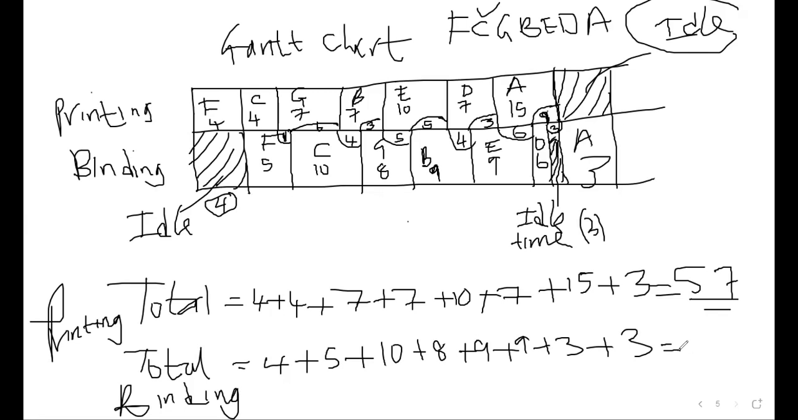Okay, 4 plus 5. Oh, there's a 6 there, sorry. I omitted the 6 here, I should add it. Plus a 6. Okay, so 4 plus 5 plus 10 plus 8 plus 9 plus 9 plus 6 plus 6. So the answer is 57.